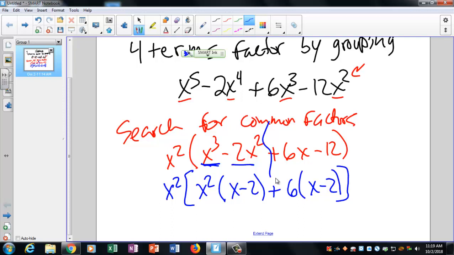Once you get to there, again, keep in mind that these 2 are supposed to be the same. If you've done it correctly, they're probably going to be the same. So x minus 2 is common to both. So the x minus 2 would come out. The x squared would stay there. And what you have left is x squared plus 6.